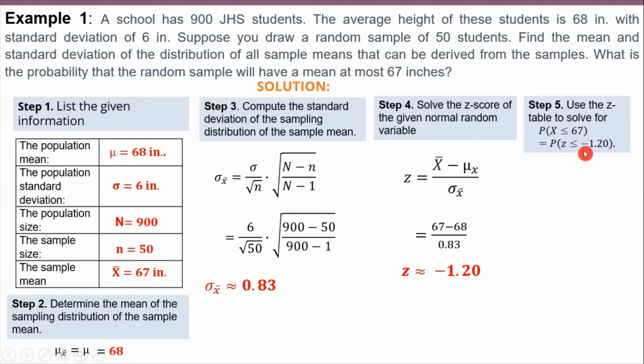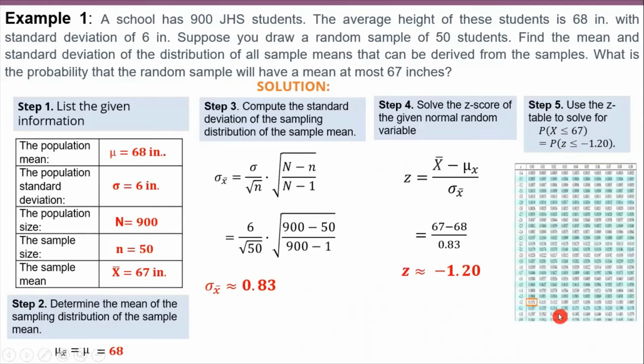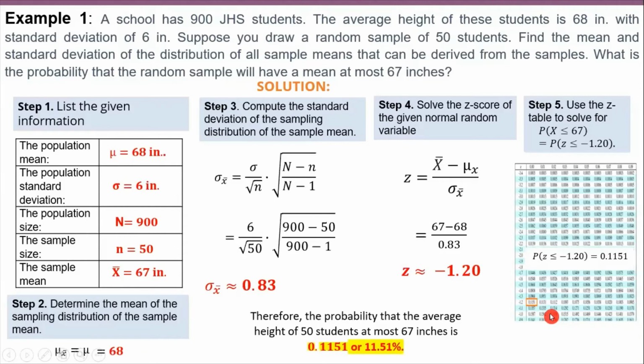And in order for us to get the probability, we will be using our z-table. So based on our z-table, the probability is 0.1151. Okay? So therefore, we can say now that the probability that the average height of 50 students is at most 67 inches is 0.1151 or 11.51%.